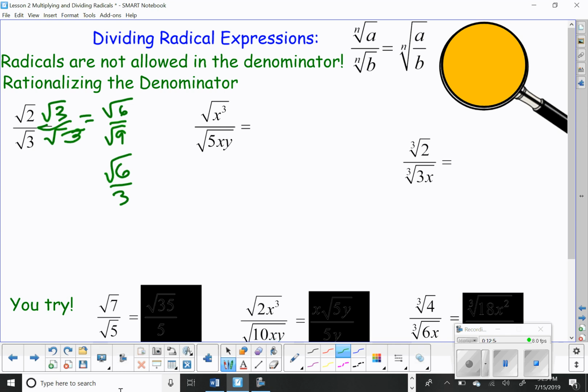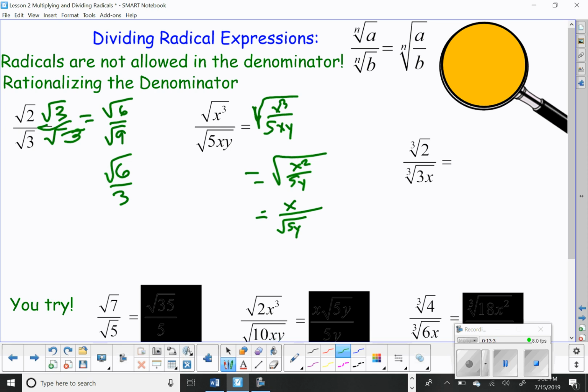Got it? Try the next one. See how you did. Okay, so here, did you notice that you can make this a whole square root of x cubed over 5xy, which is then the square root of x squared over 5y.